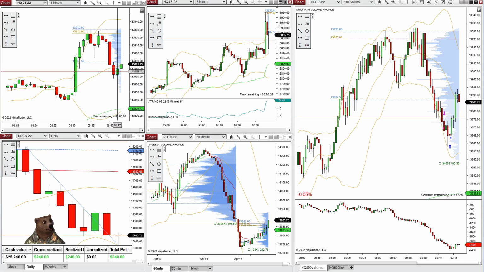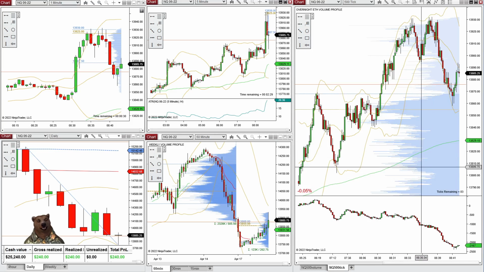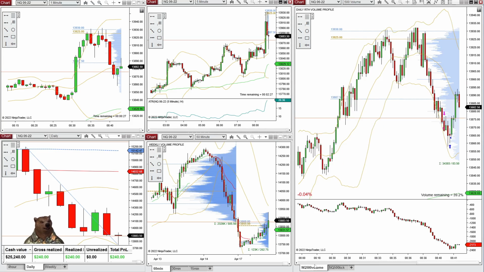It's a bullish candle in the 1 minute. We've moved back up a little bit into the value area of the volume profile, session volume profile. We can look at an overnight volume profile. You know, I don't know. I may want to fall down to VWAP.